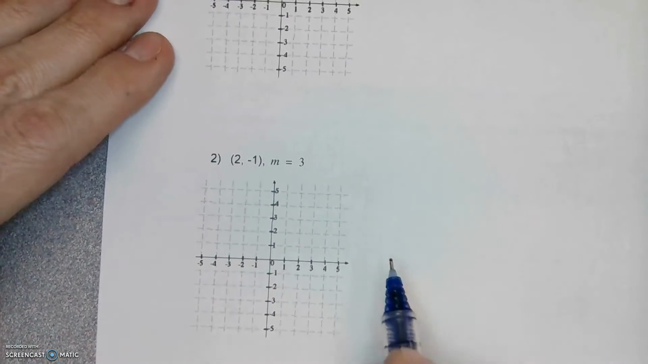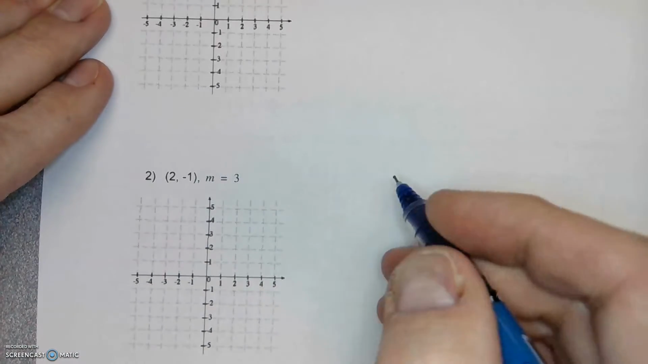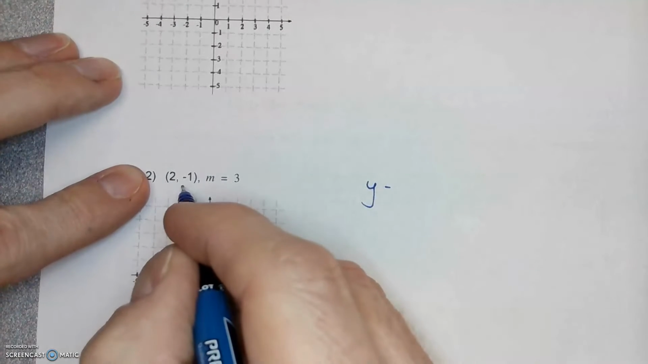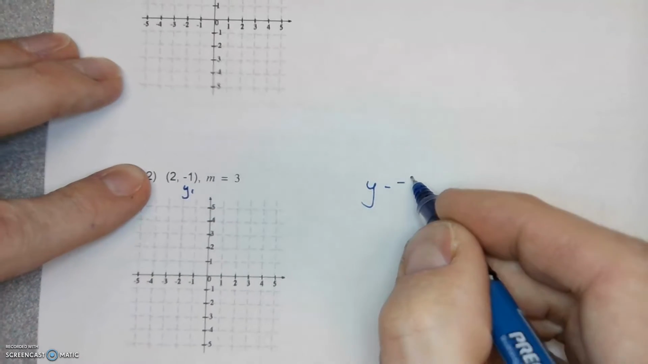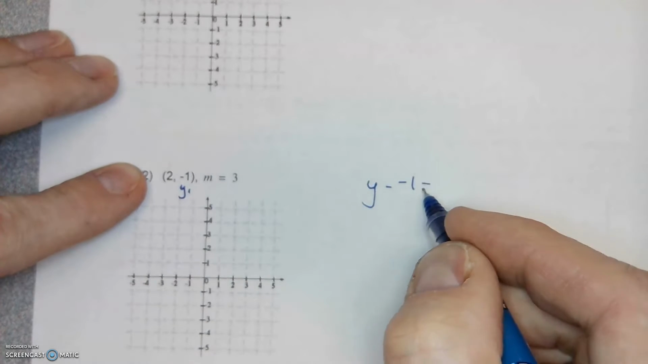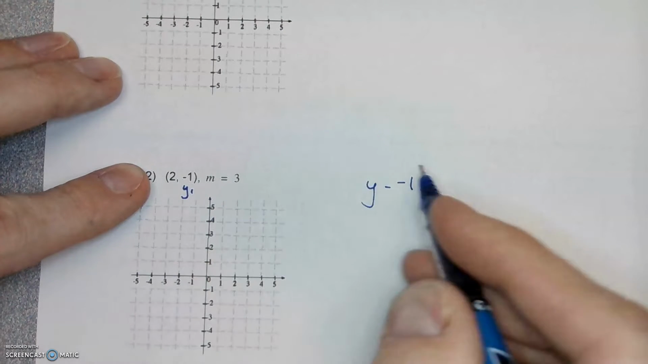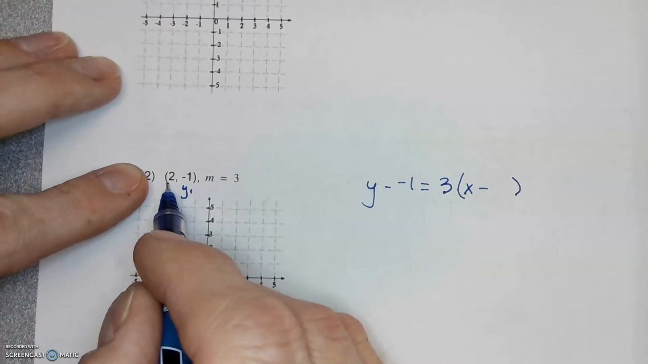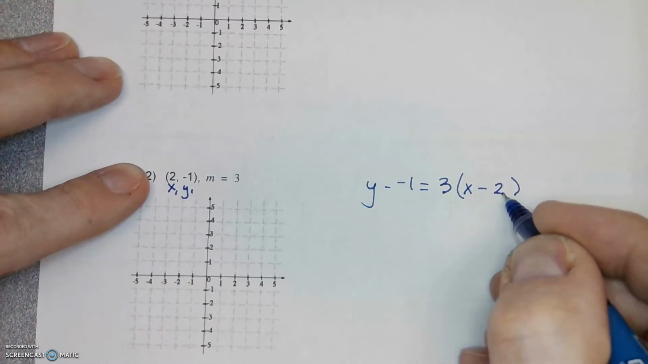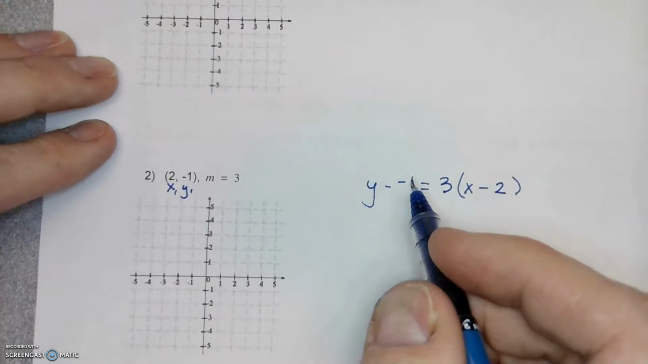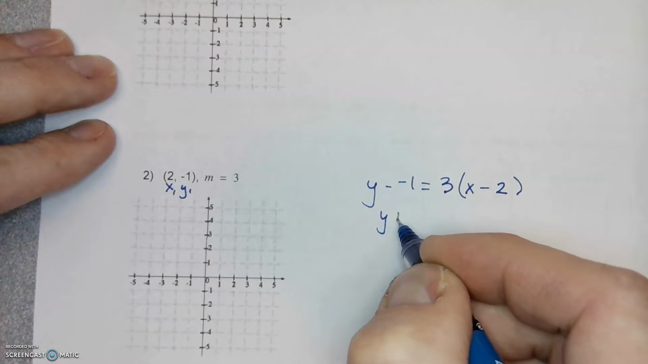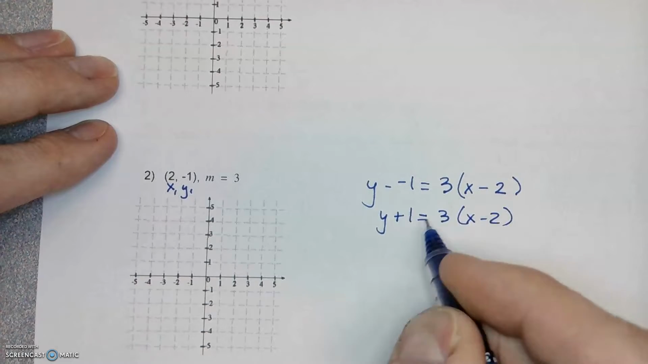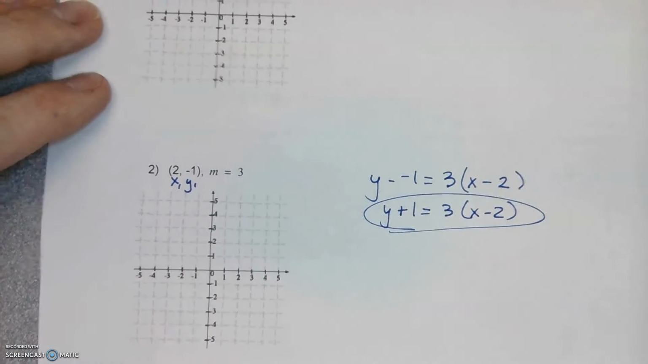Number 2, let's go ahead and put it in point-slope form. So it's going to be y minus y1, which is negative 1, we have a double negative there, equals m times x minus x1, which is 2. Now I do want you to clean this up and make those double negatives into a positive. So there's your point-slope form.